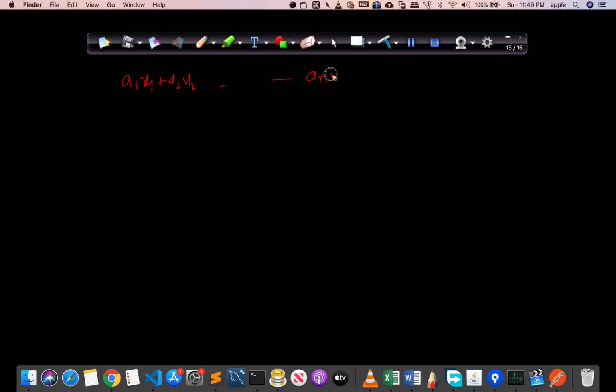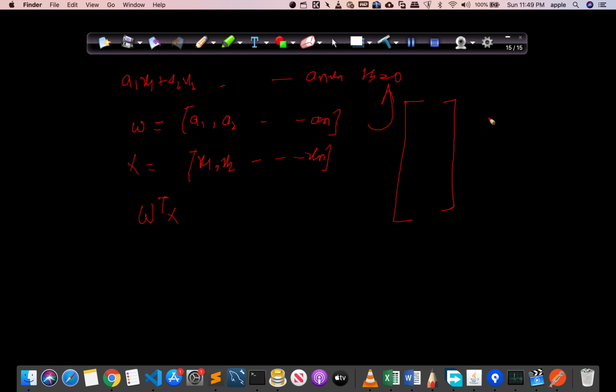Now see how to form the equation. Now the line is a1 x1 plus a2 x2 until an xn plus b equals to 0. Now W is there. W is a1 a2 until an, and x is there, x1, x2 until xn. Now, if we take the dot product between these two values, then we will get this, or these two vectors. So how to take dot product is W transpose X. Why W transpose? W transpose will convert this vector into this column vector and we will have this.